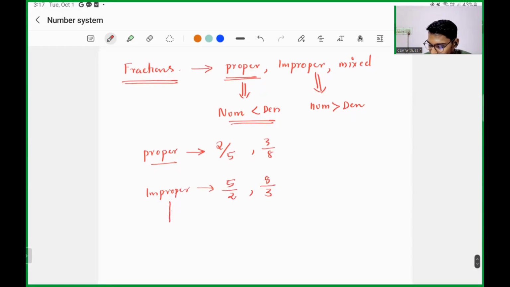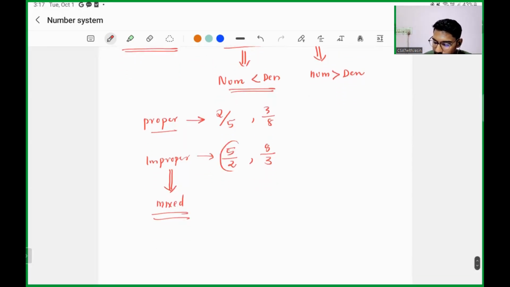Now let us see how we can convert an improper fraction into a mixed fraction. Okay, how we can convert that. So let's take this example 5 by 2. Now if you are dividing 5 by 2, how will you do the division? 2 into 2 is 4. Then you will get the remainder as 1. So what you need to do is, you take the quotient and write it like this. Then the remainder you write like this, divided by the divisor you write here.